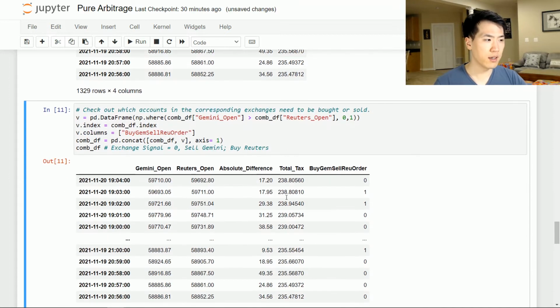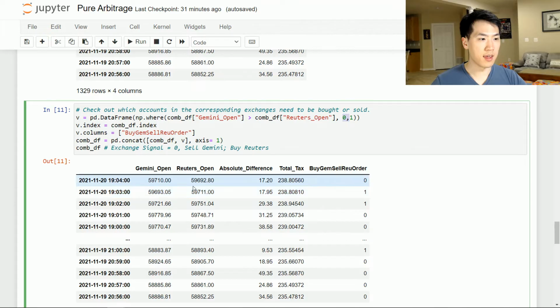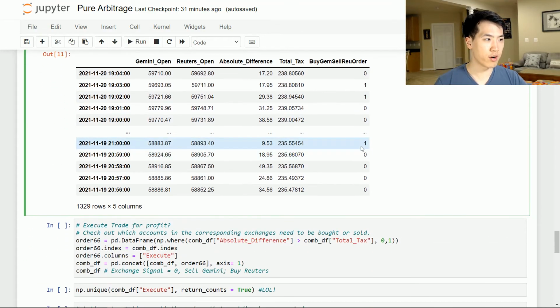So I went a step further. This is a step before the final execution part, just to determine whether you should be purchasing from the Gemini exchange or the Reuters exchange. Let's say the Gemini value is greater than the Reuters value, then the value is zero, which I conveniently had in that if-then statement over here. I would want to buy the Bitcoin on the Reuters exchange and sell it on Gemini. So if there's a value of zero, I would do it in that specific order. And if there's a value of one, I'll do the opposite. I'll purchase the Bitcoin on Gemini and then sell it on Reuters, due to the price differences on the two exchanges. So that is the order of trades that you would want to take into consideration.